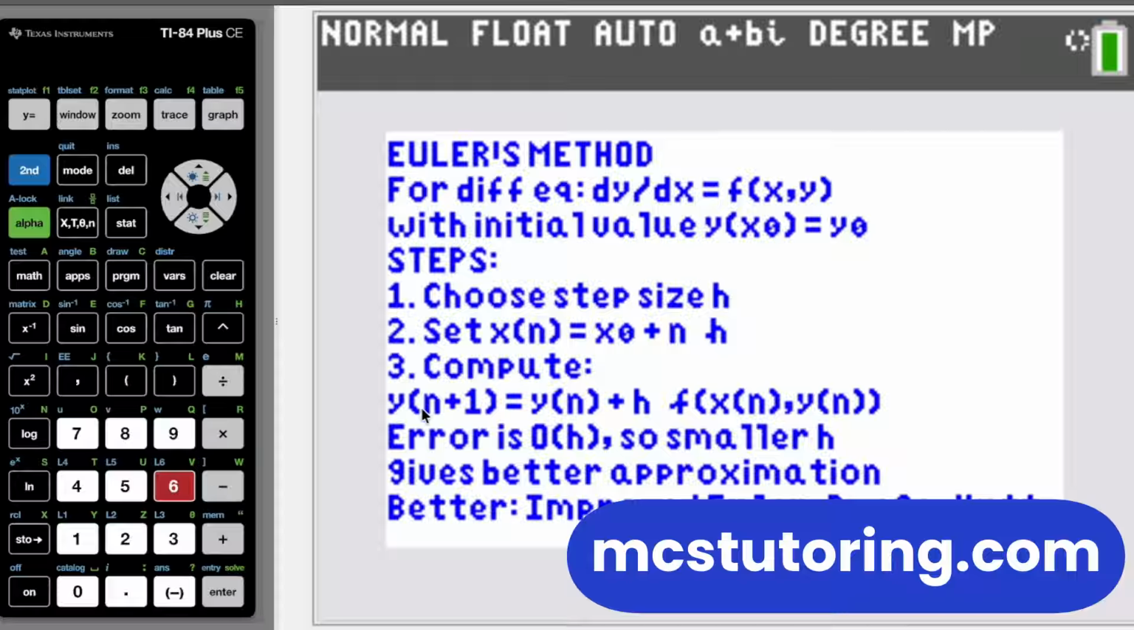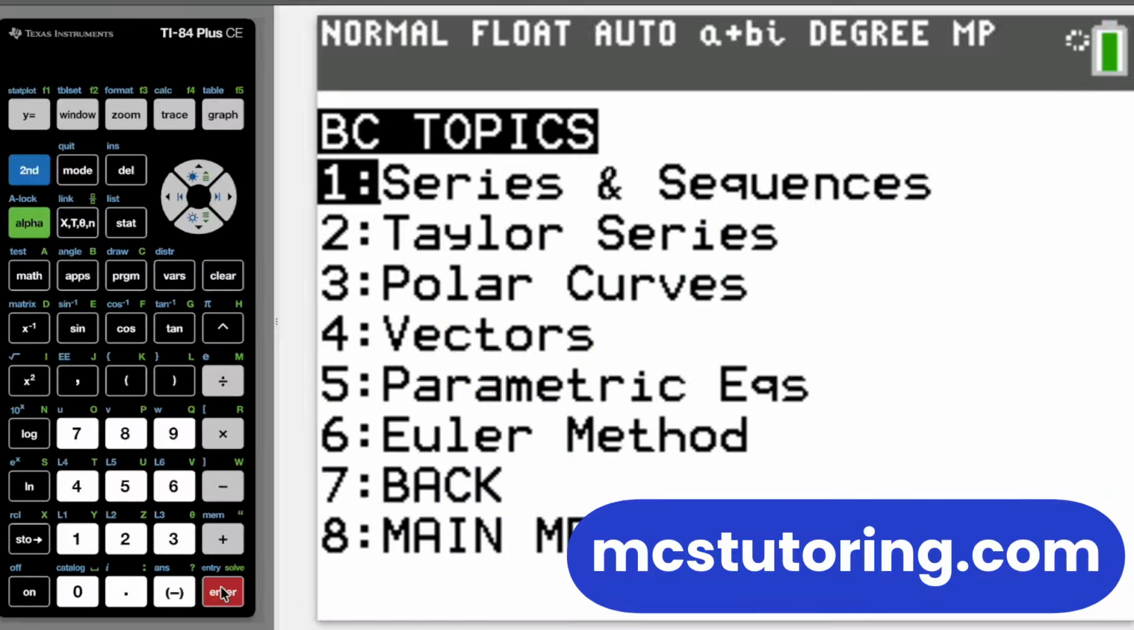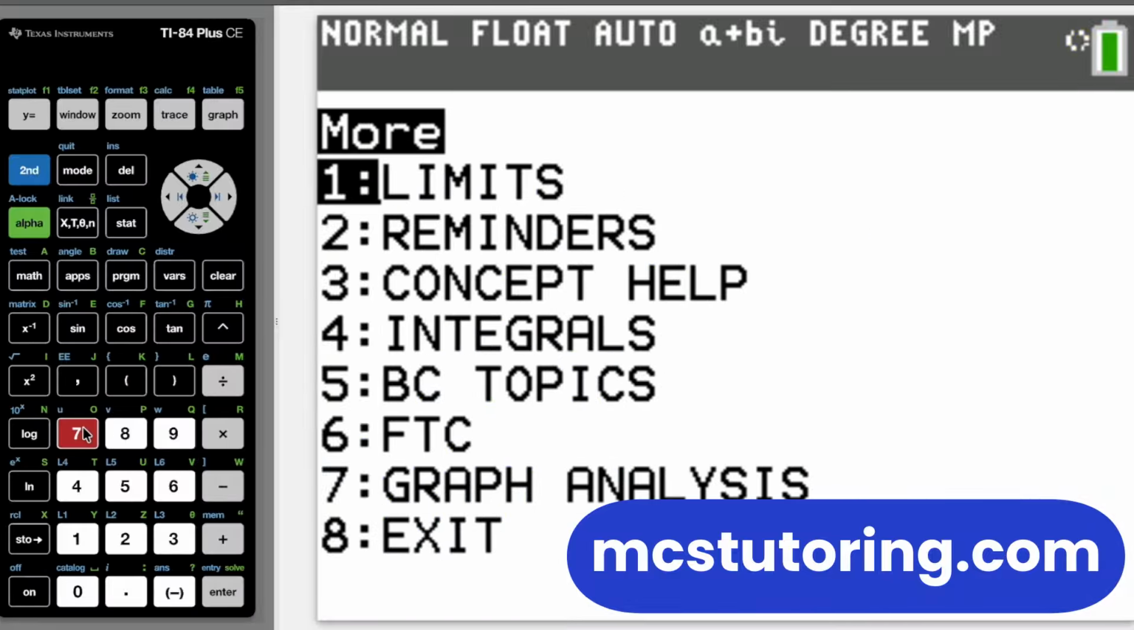Compute, and then error, and then Runge-Kutta. Oh my gosh. And then we're going to go back. Is that everything? That was just BC topics, right?